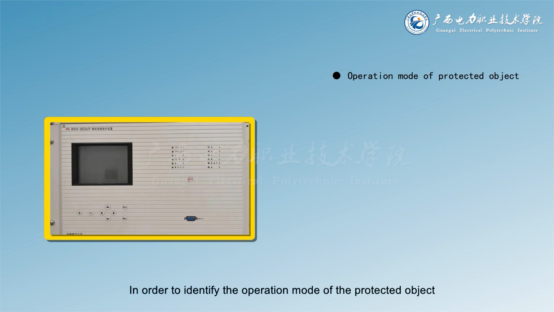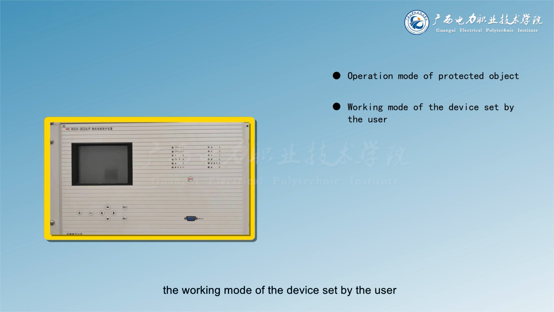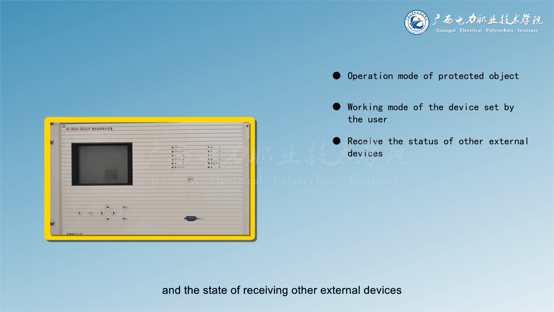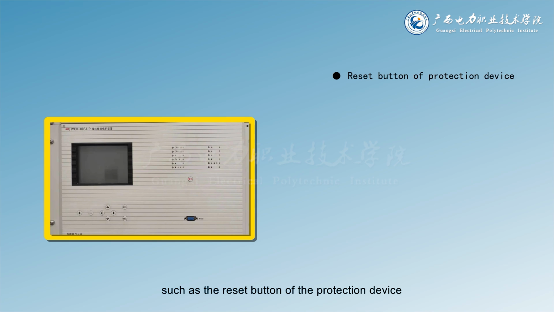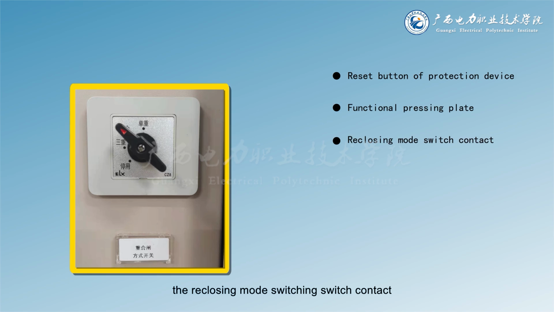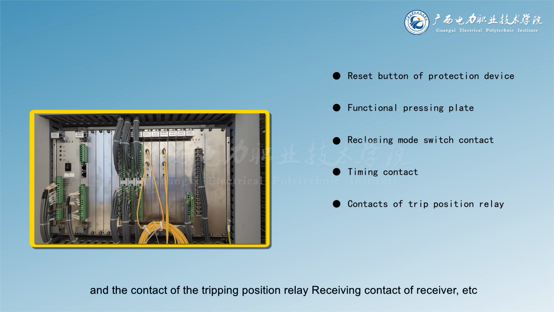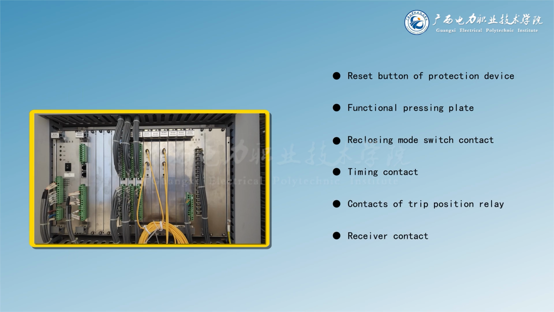In order to identify the operation mode of the protected object, the working mode of the device set by the user, and the state of receiving other external devices, the microcomputer protection device needs some switching value inputs, such as the reset button of the protection device, the function pressing plate, the reclosing mode switching switch contact, the time synchronization contact, and the contact of the tripping position relay, receiving contact of the receiver, etc.